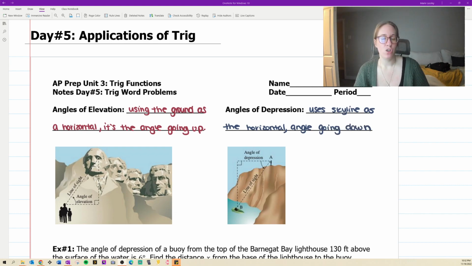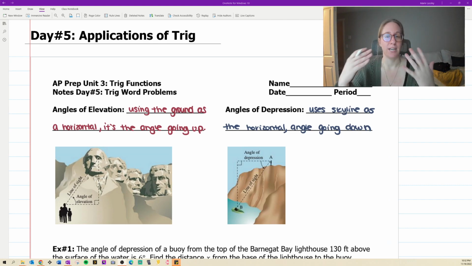All right, so I've provided 2 pictures for you in case those definitions weren't doing it for you. And so you can kind of see the angle of elevation. You have the people on the ground and they are looking up. You have that horizontal line, which is parallel with the ground. And then your line of sight is that angle of elevation. However, angle of depression, you're standing up high, you're using the sky as your horizontal, and then you're looking down to whatever object is below you. So that is your angle of depression.